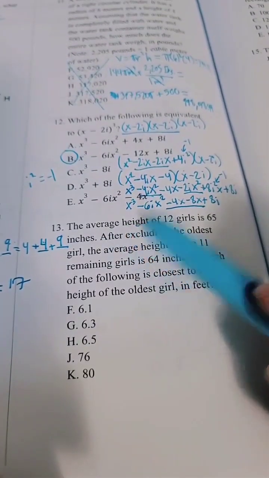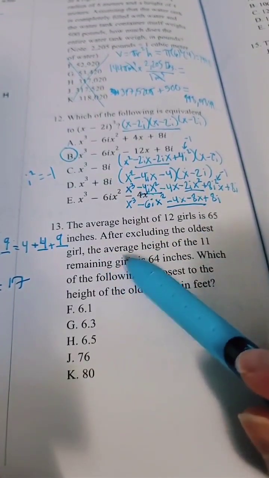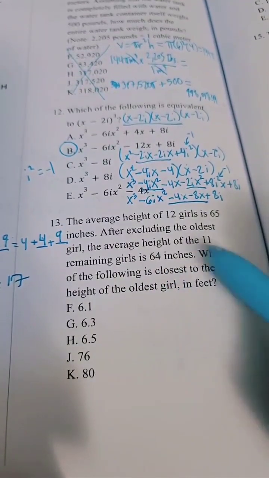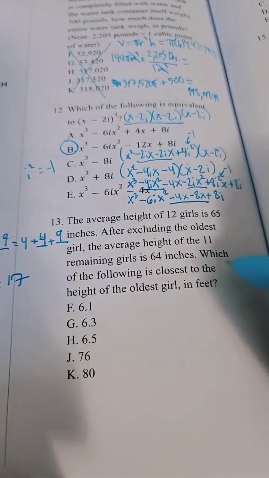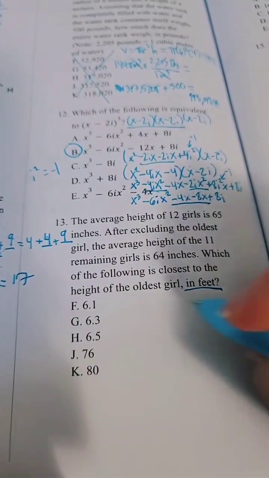So number 13 says the average height of 12 girls is 65 inches. After excluding the oldest girl, the average height of the 11 remaining girls is 64 inches. Which of the following is closest to the height of the oldest girl in feet? So we have to be careful because they're asking about feet as our unit.